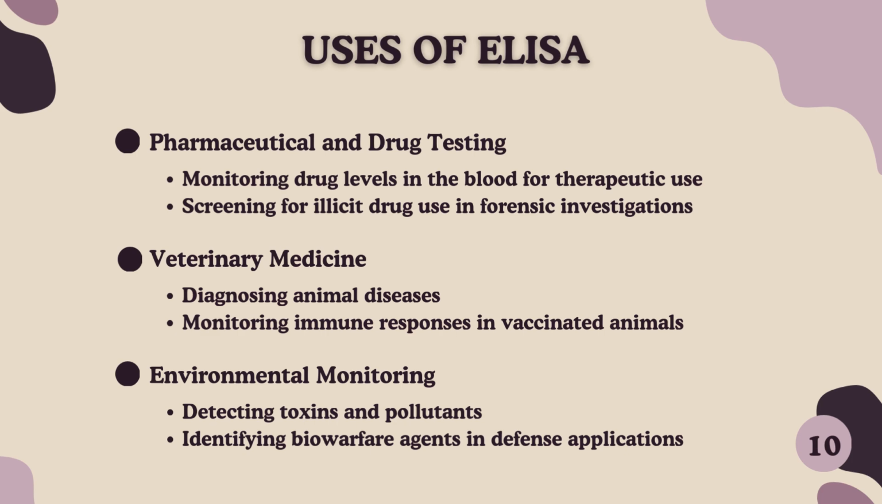ELISA helps in detecting toxins and pollutants in water, soil, and air, including heavy metals, bacterial toxins, and harmful chemicals. It is also used in biodefense to identify potential biowarfare agents, such as anthrax, ensuring public safety. So, by providing high sensitivity and specificity, ELISA remains a powerful tool across healthcare, food safety, pharmaceutical, veterinary science, and environmental monitoring.